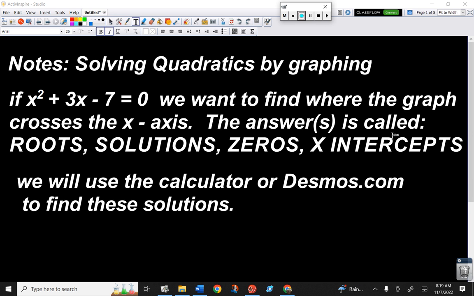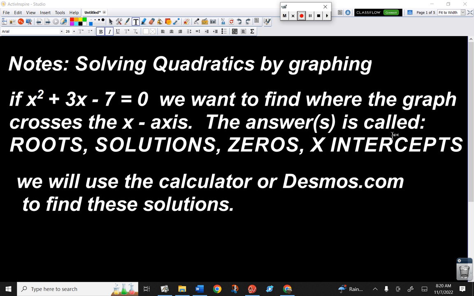Alright, ladies and gentlemen, here we are with a really quick video on solving quadratics by graphing. We solved the quadratics by using the square roots. Now we're going to solve by graphing, and by this I mean we're going to be using the calculator. And if we're not in the classroom, we're going to use Desmos.